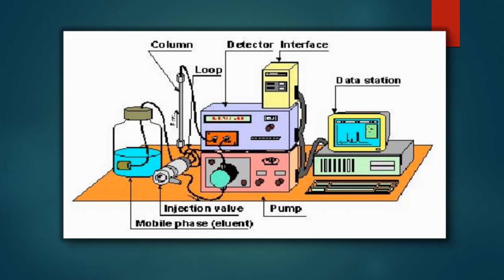In this diagram, you can see the mobile phase, that is eluent, the injection valve, the column, loop, pump, detector, interface, and the data station.